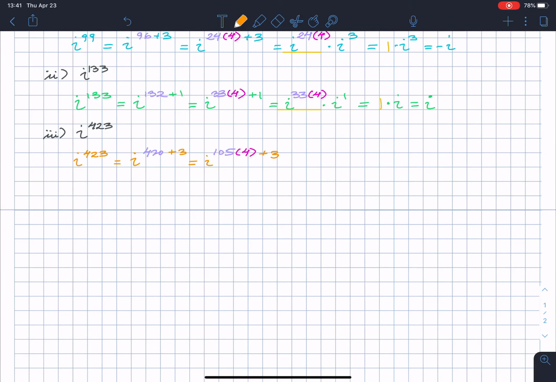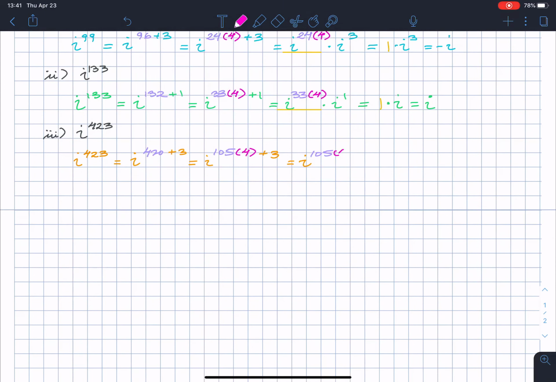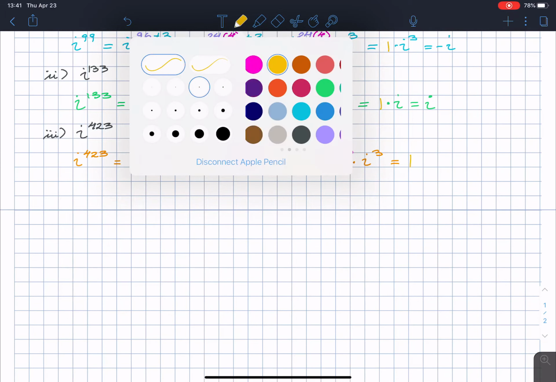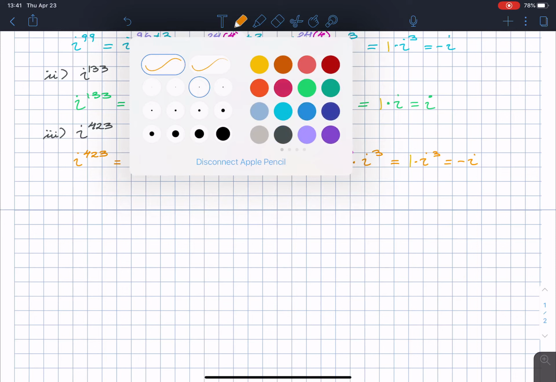Okay, so now let's break this up into I to the 105 times 4 times I cubed. Anything that has a power of 4 in the exponent of I can be simplified to 1, times I cubed. And once again, I cubed is negative I. I know that's kind of silly, but hopefully that makes sense.